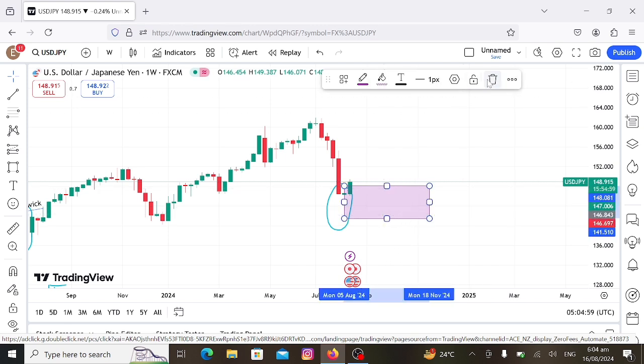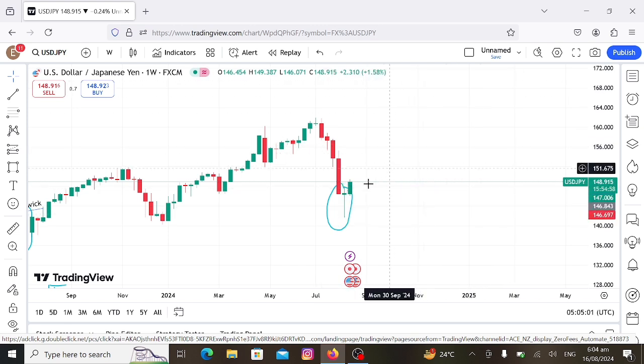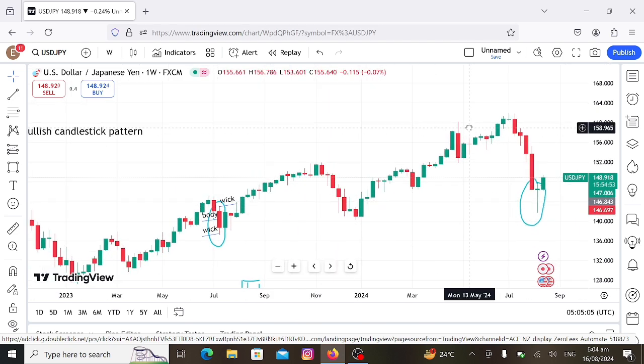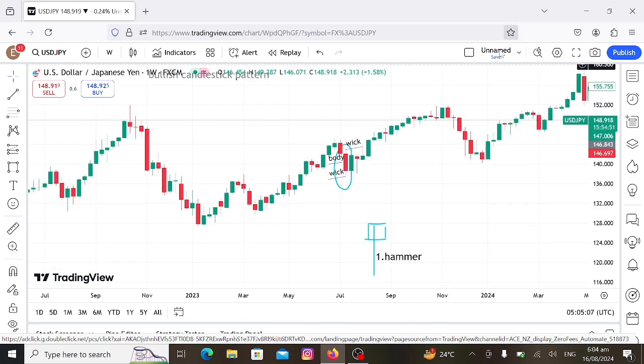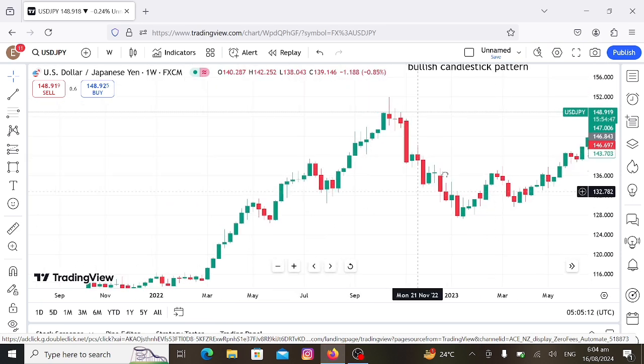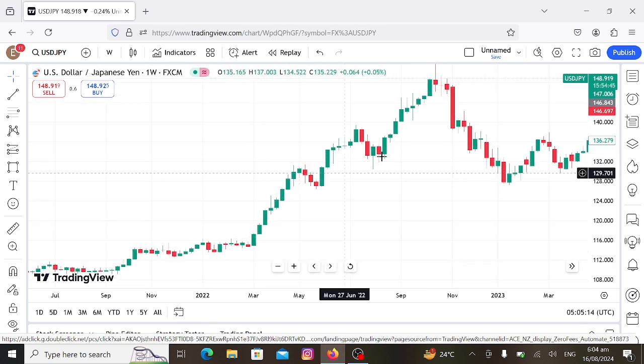candlestick pattern works. This is a hammer. So let's look for another hammer from this same chart. Let's look for another hammer. Please, let's get two.